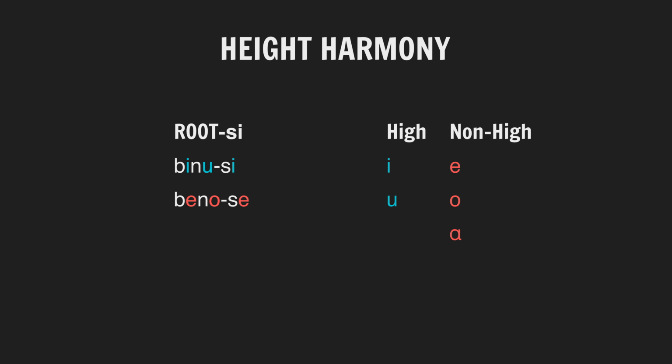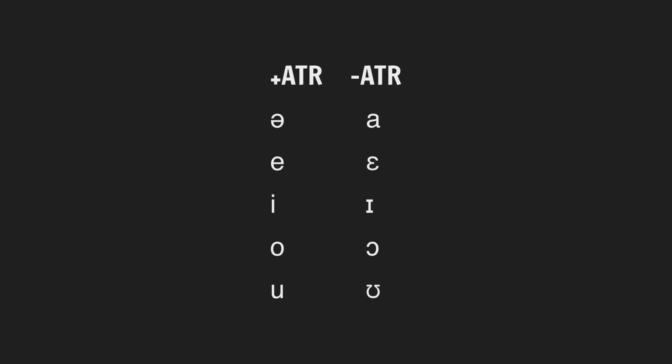And finally, rounding off the big 4 is tongue root harmony. Repeat after me. E, a, e, i, o, u. You should have felt the root of your tongue move forward in your mouth when pronouncing these, and backward when pronouncing these. We call these plus ATR or advanced tongue root vowels, and these minus ATR or retracted tongue root vowels.